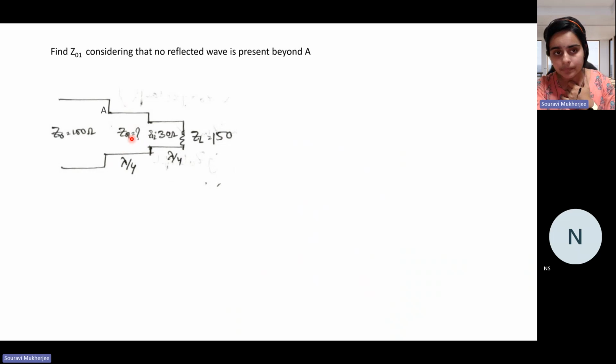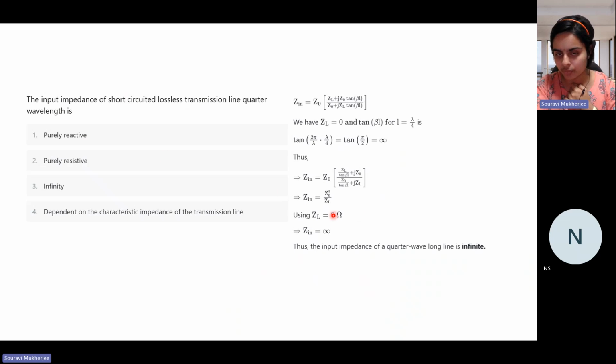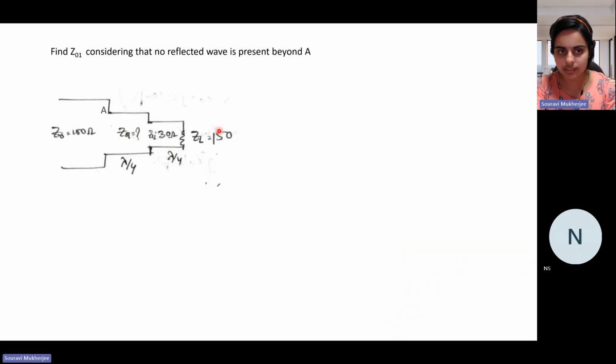Now, in order to find Z01, what do you need? You need to know the Z incident of this section. If you look at this formula, it again holds, because the length is again lambda by 4. Now for this part of the circuit, you know ZL. You want to find Z naught, which is the characteristic impedance of that section. For that, you need Z in, which is the incident impedance in this part of your circuit.